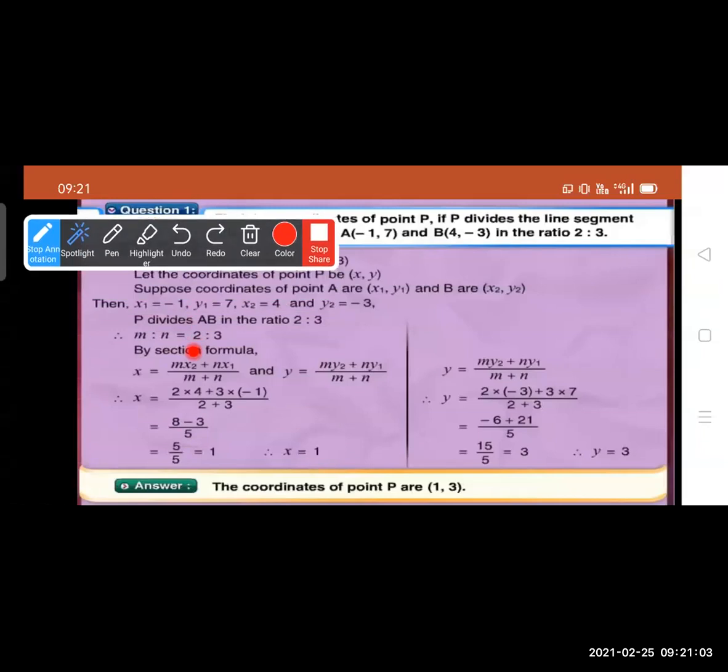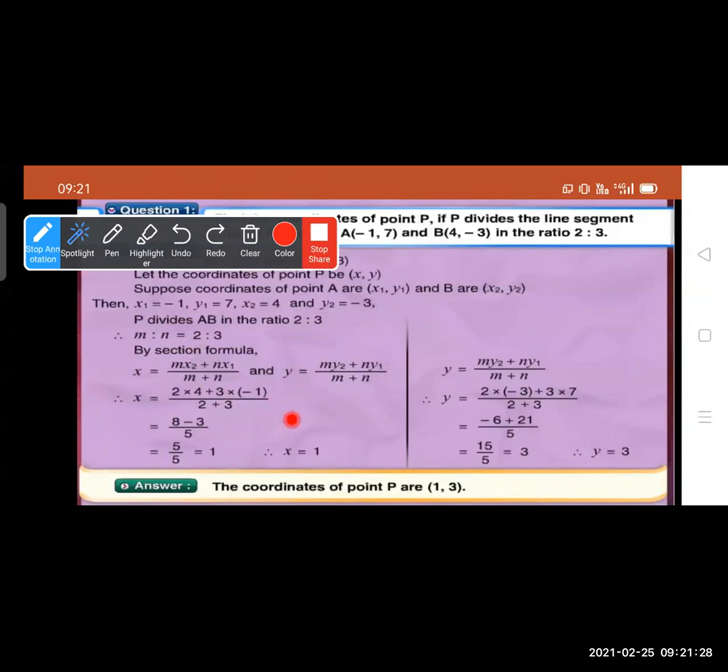Then we use the section formula. x is equal to (m x2 plus n x1) divided by (m plus n), and y is equal to (m y2 plus n y1) divided by (m plus n). So one by one we find, first we find the x coordinate and then we find the y coordinate. Substitute all these values here: (2 into 4 plus 3 into -1) divided by (2 plus 3).